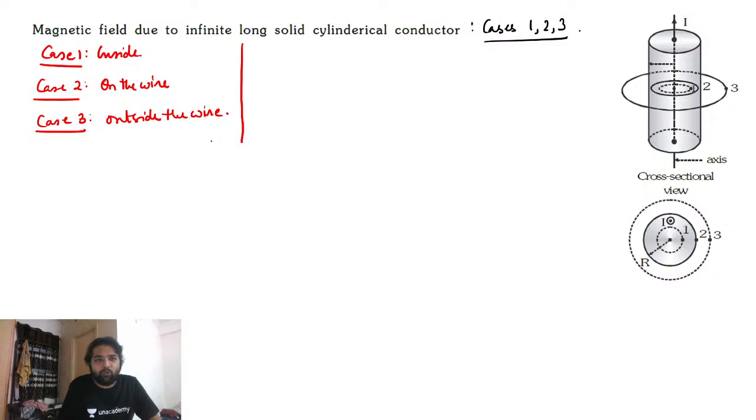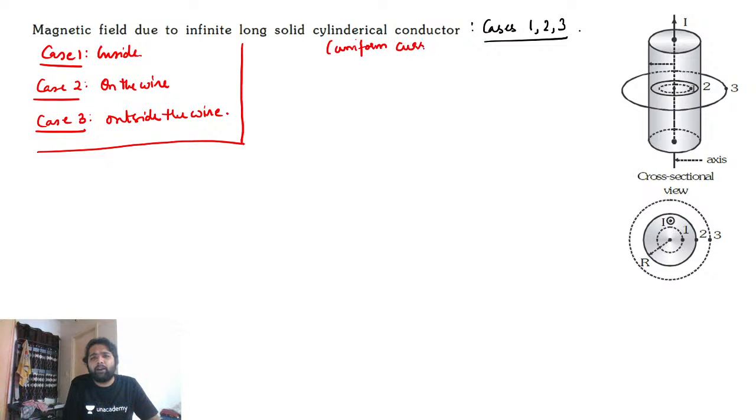Alright, so this is the whole concept of it. We are assuming the field due to an infinite long cylindrical conductor having uniform current flow. We'll take uniform current flow for now. We will solve other complicated problems as we go. More will come eventually. So we will figure out the magnetic field due to an infinite long cylindrical conductor with uniform current flow. Case 1, case 2 and case 3. First let us solve case 3, because case 3 is easy.